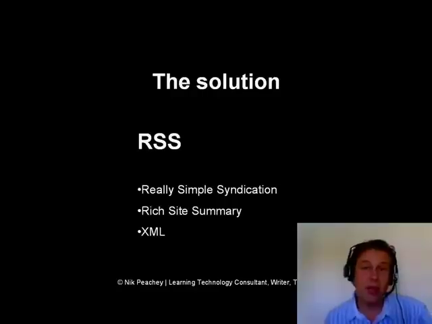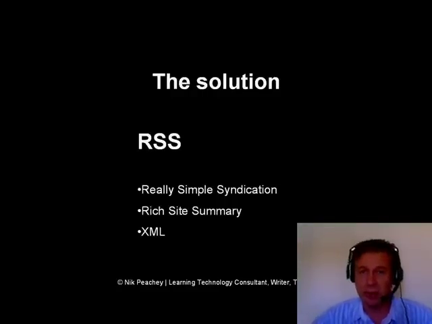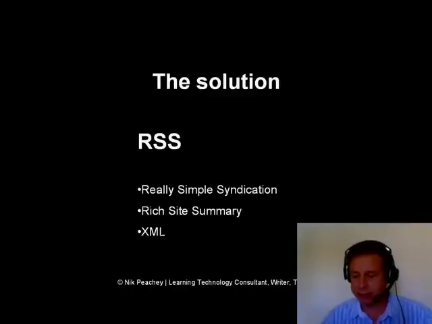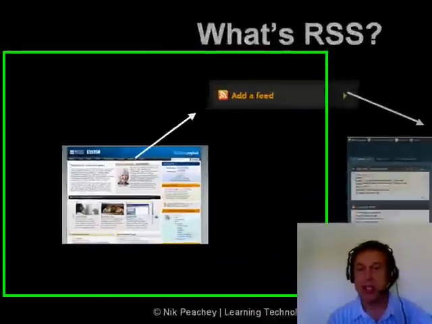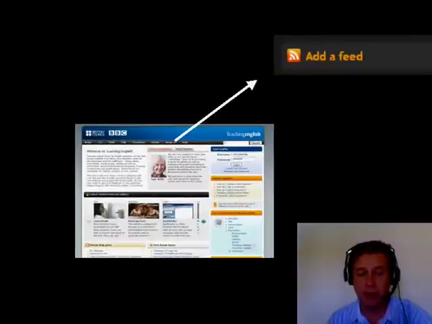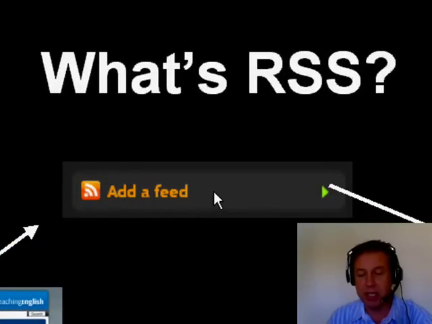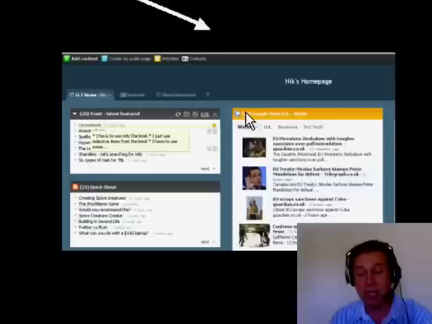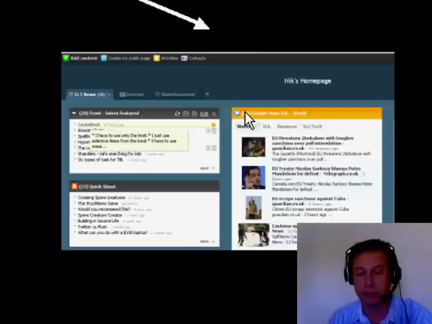RSS stands for Really Simple Syndication or Rich Site Summary, and it's based on a technology called XML, which is dynamic. What RSS does is it takes information from a website that you want to keep up with, it reads that information in the form of the feed and sends it to your home page so that you can view the information without having to go to the website.